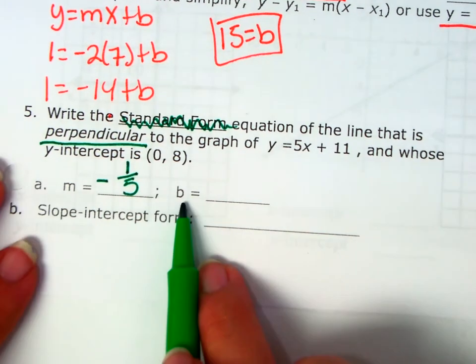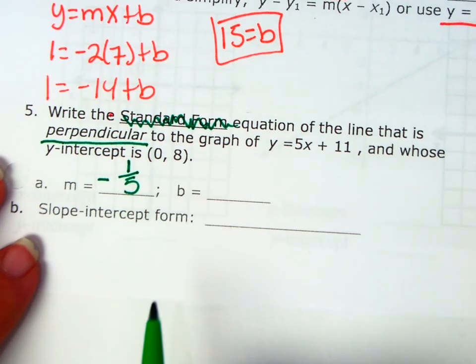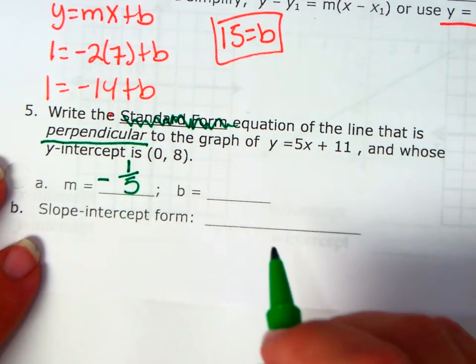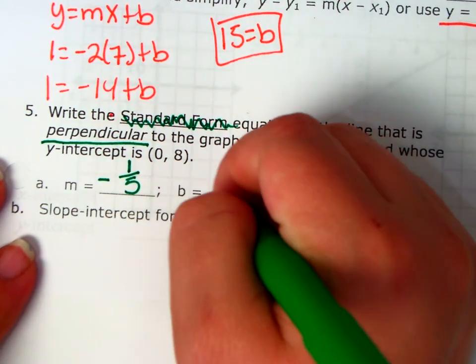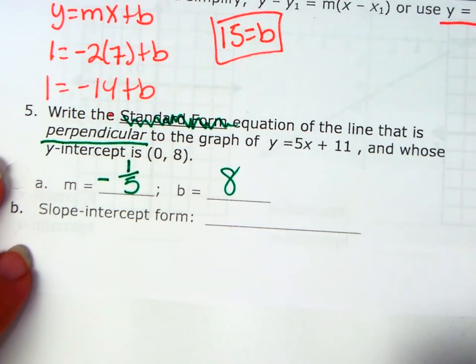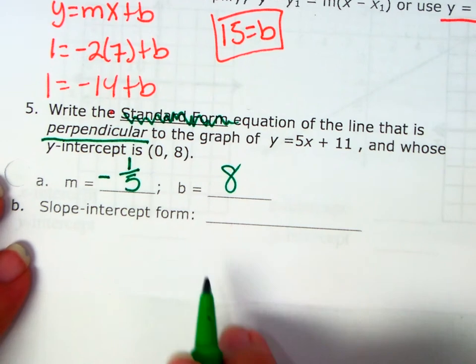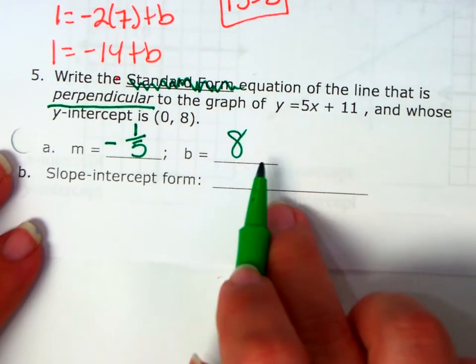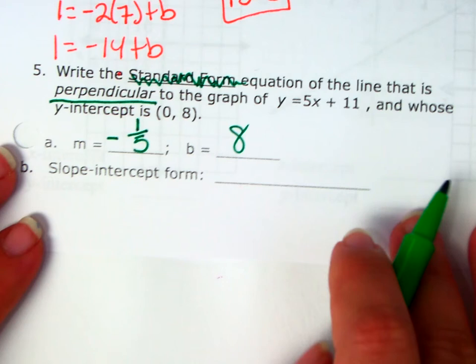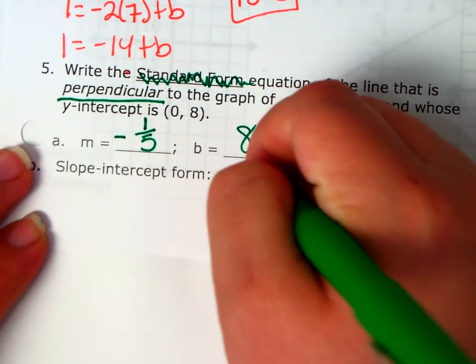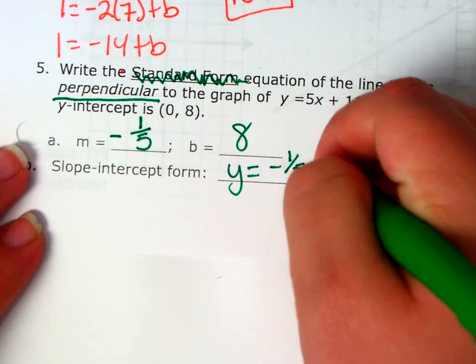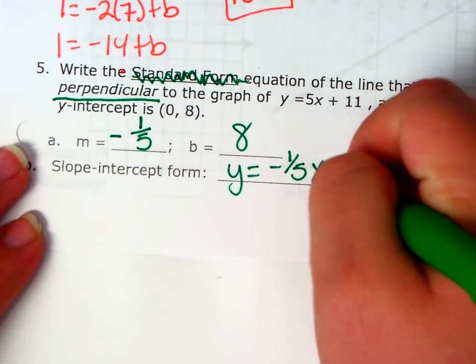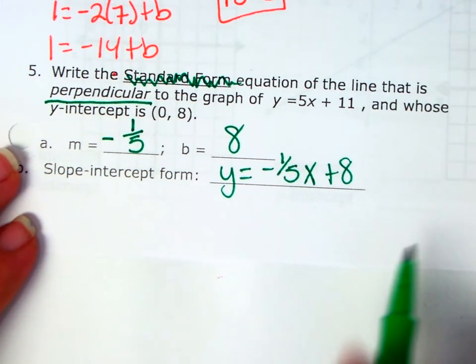And my b is what? What is my y-intercept? 8. So write out that equation. Use your m and b. y is equal to what? Negative 1/5 x plus 8. And you're done. Just rewrite that answer for 5.